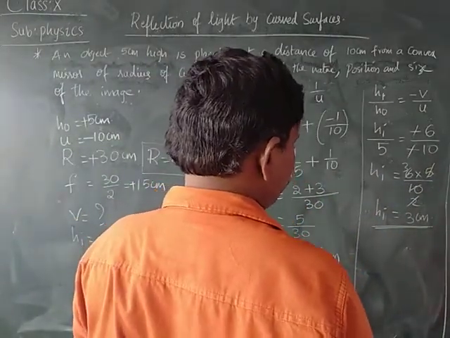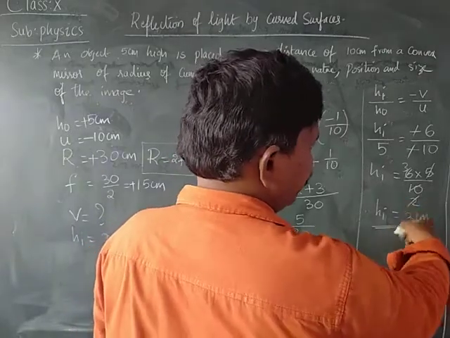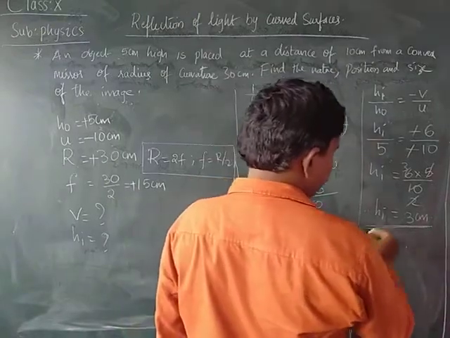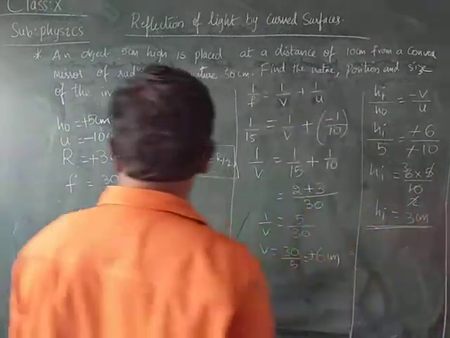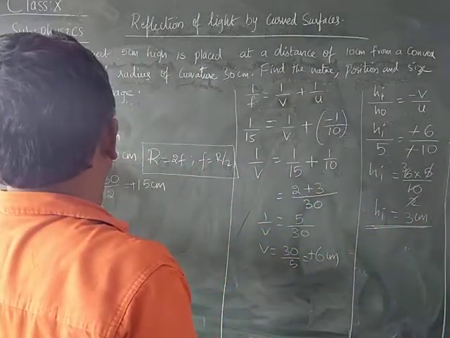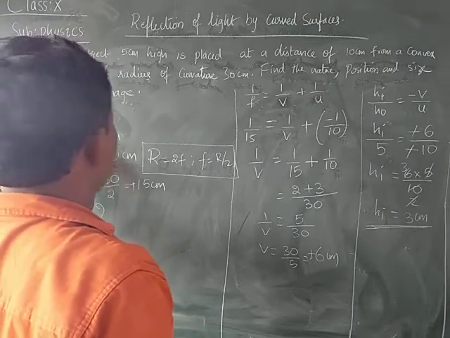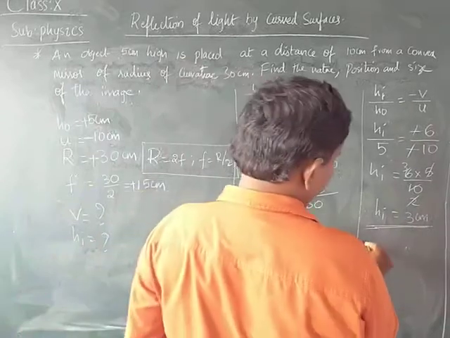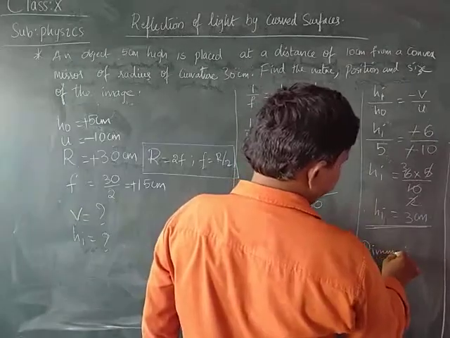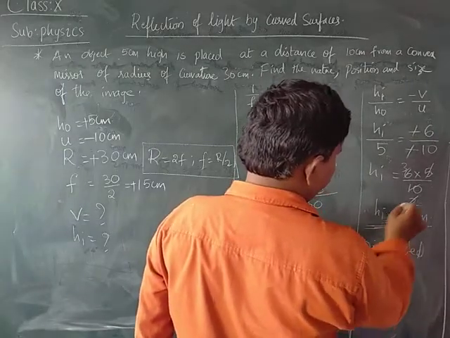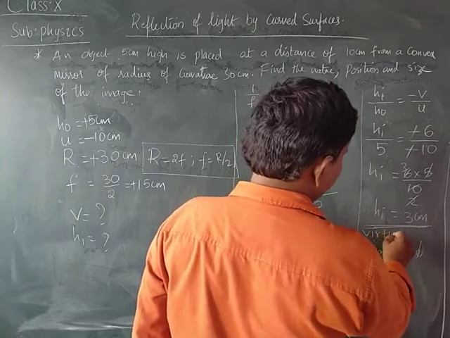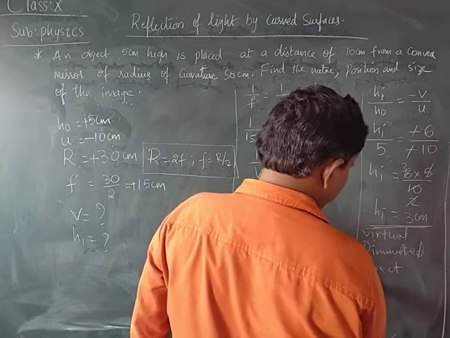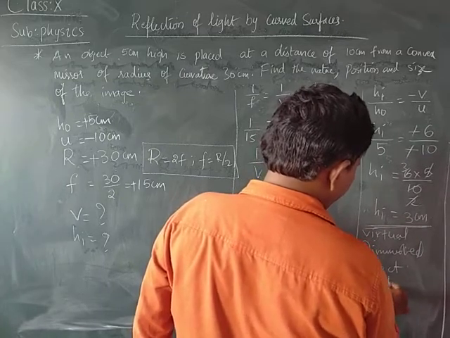Okay, and here what is the nature of the image in the convex mirror? Is it diminished or enlarged? Height of the object is 5 centimeter. Height of the image is 3 centimeter. It is diminished. Here we are getting plus, no? Therefore virtual, erect, and here the object is placed between P and F.